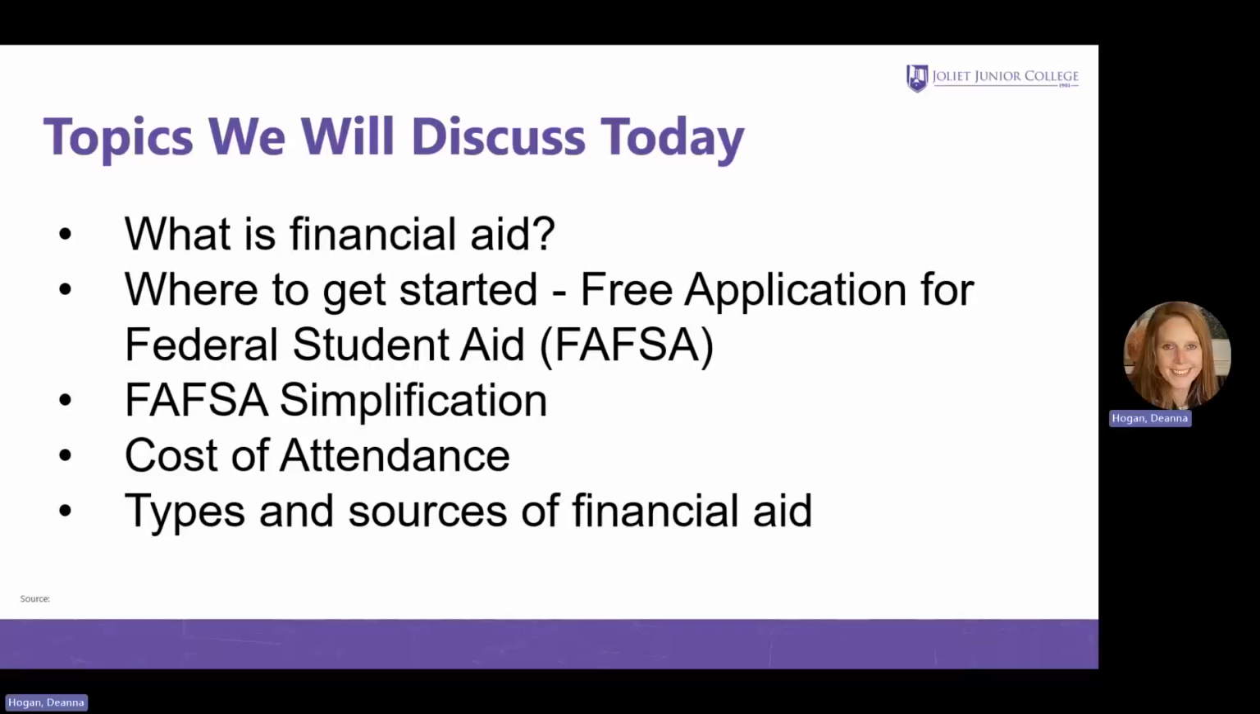Although this presentation is geared toward students who are applying for the 2024-2025 academic year, we will make mention in a few areas of what the process is for the 2023-2024 award year as well. High school seniors who are planning to begin college in 2024 summer semester should plan to complete both the 2023-24 and the 2024-25 FAFSA applications.